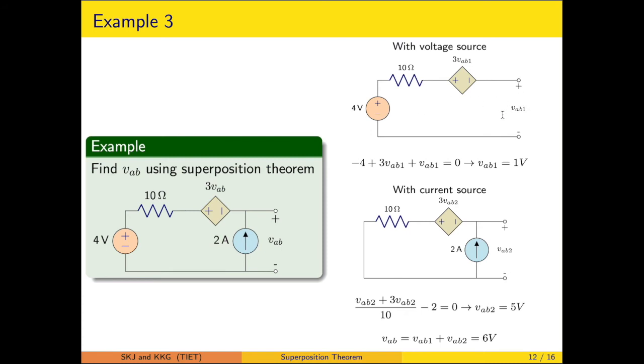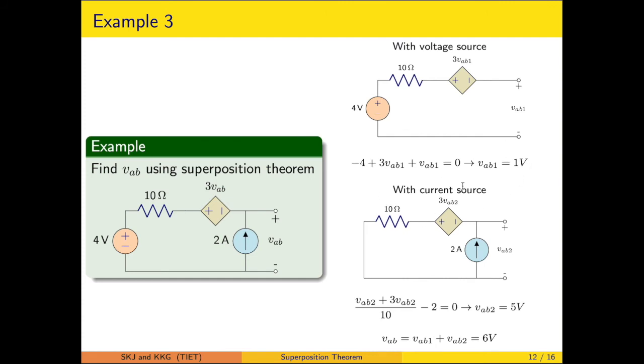Now here there is no interconnection, so there is no closed path, that's why there will be zero current in this. However, the KVL still holds true, so that is applied around this particular closed path. So minus 4, that is a voltage rise. This is experiencing a voltage drop of 3 VAB1. There is a voltage drop of VAB1. So that gives you the value of VAB1 equal to 1 volt.